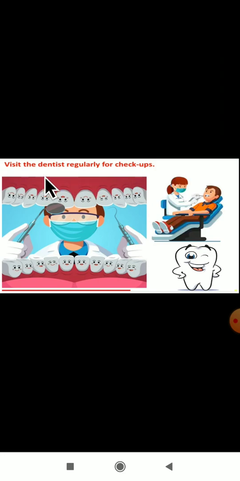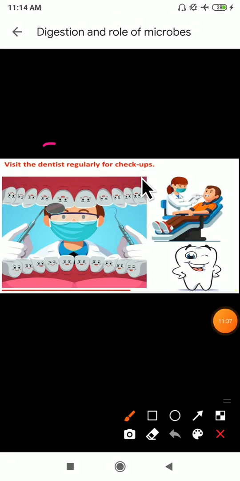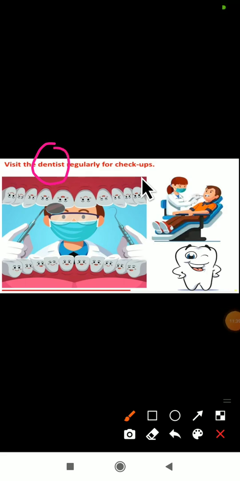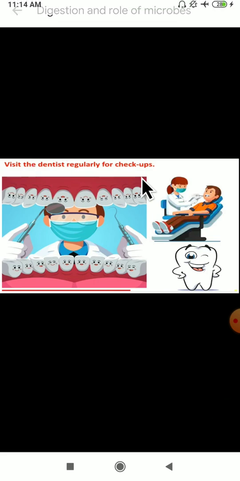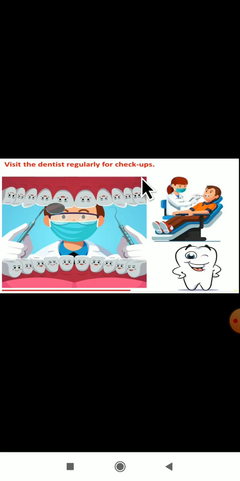Next, visit the dentist regularly for checkups. Dear students, you have to go to the dentist. Who is a dentist? He is a teeth doctor. The one who gives treatment to the teeth is known as a dentist. Dentist is the person who will treat the teeth. If you have any teeth problem, then the dentist is the doctor who will give you treatment.